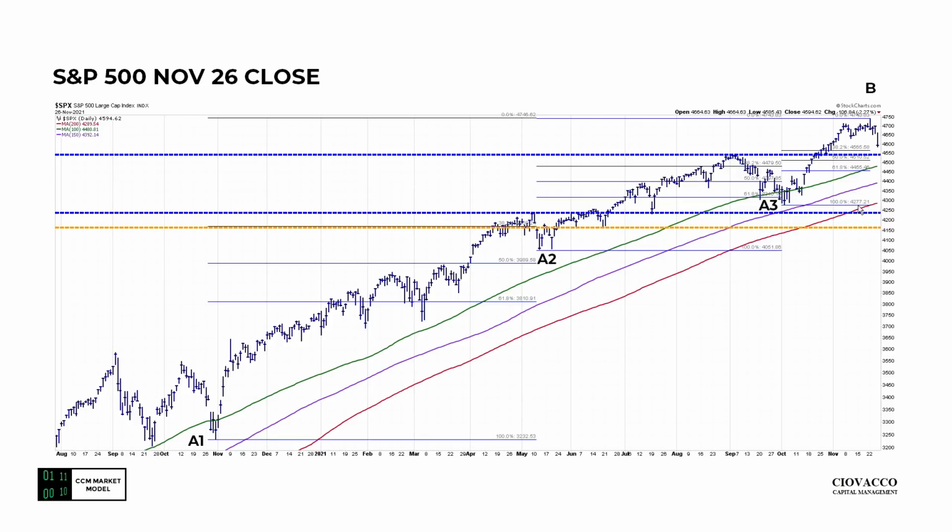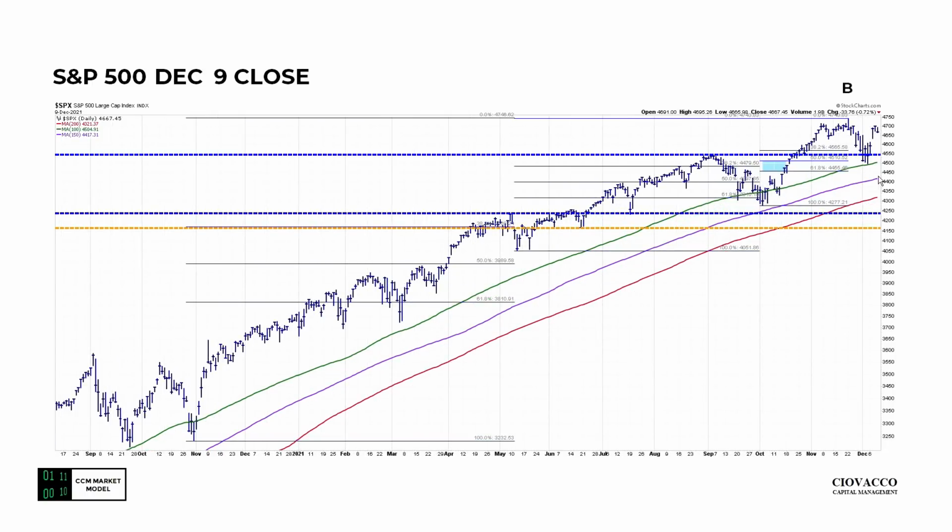How much damage was done to this chart if we look at it in the present day? The answer is not a lot. It ended up coming back somewhere between the 50% retracement here and the 61.8% retracement of that A to B move that we talked about on November 26th.